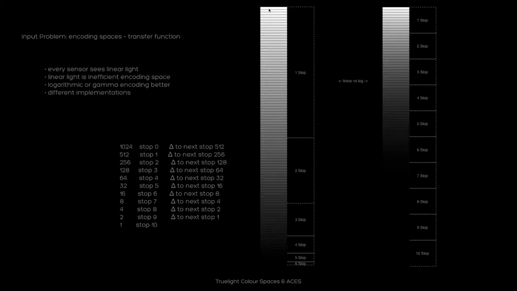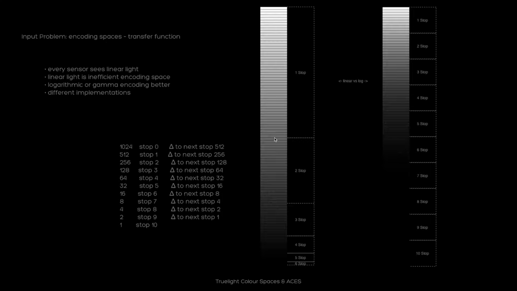If we start at the maximum a camera can see before it clips, which would be 1024. If we go down one stop, we end up on code value 512. Half the light, or half the linear light code values, means one stop. This means the first stop below the clipping is quantized or represented with 512 steps.